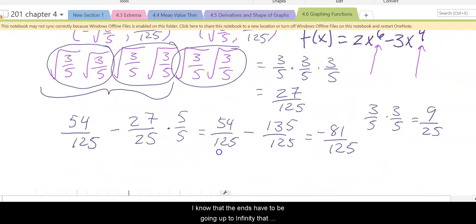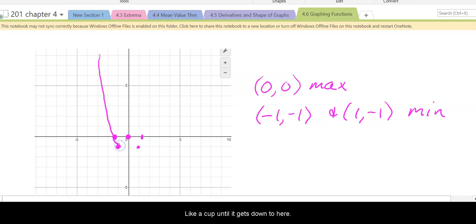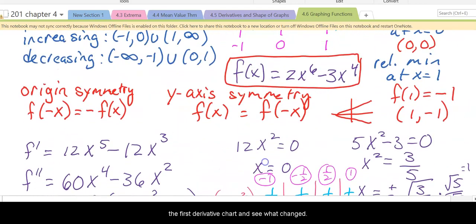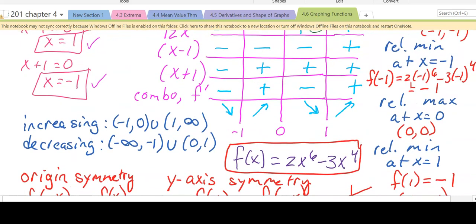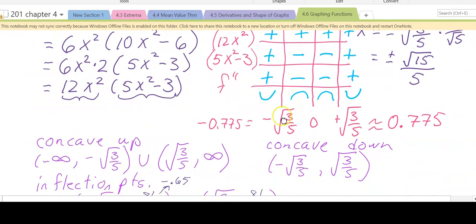I know that the ends have to be going up to infinity. That means I need to draw it in such a way that it is sort of curving up like a cup until it gets down to here. Now, once I get to there, what happens? Let's scroll back up to the first derivative chart and see what changed. At -1, it begins to increase until it gets to 0, and at 0, it begins to decrease again to 1. What about the curvature between -1 and 0 and 0 and 1?